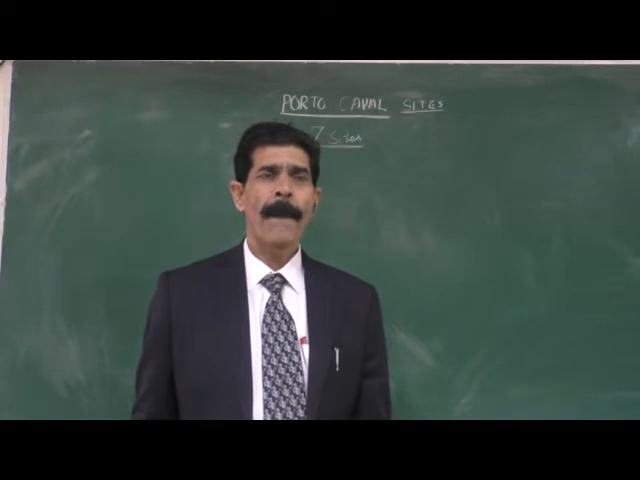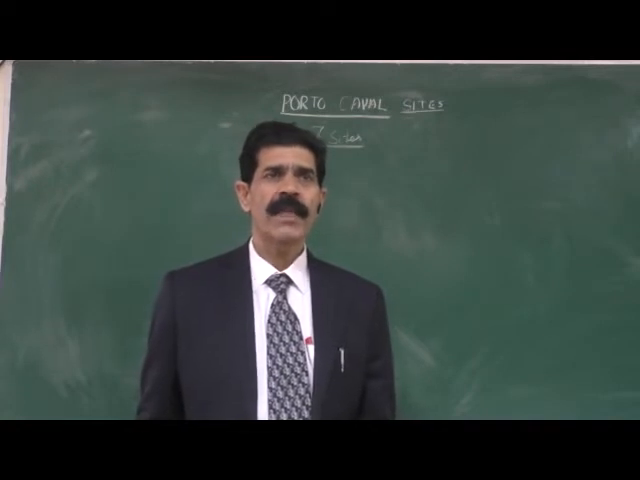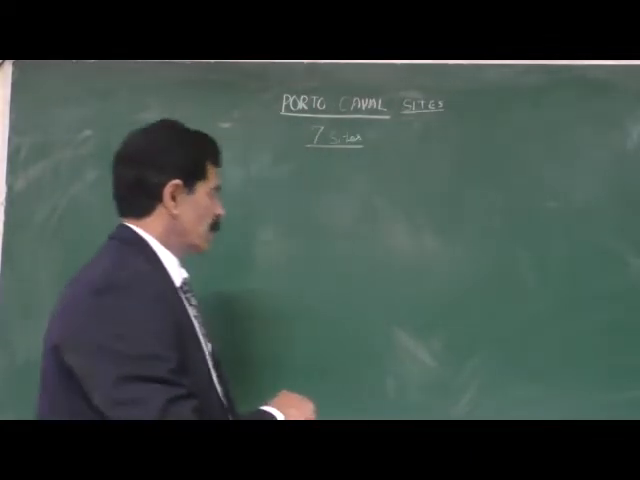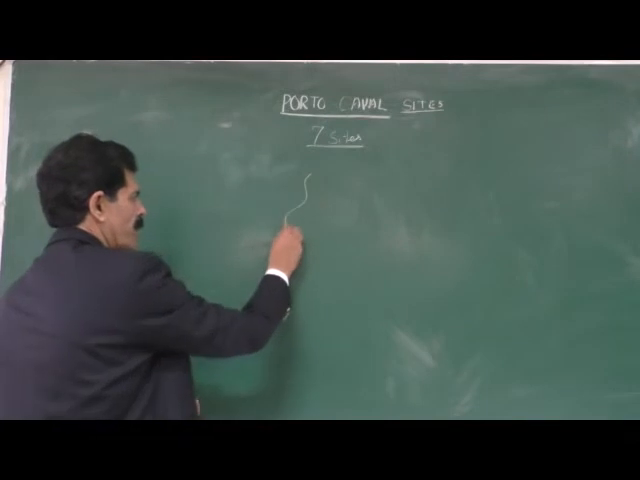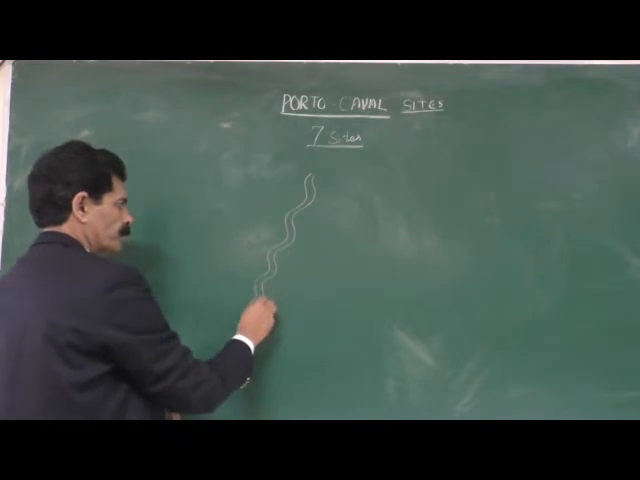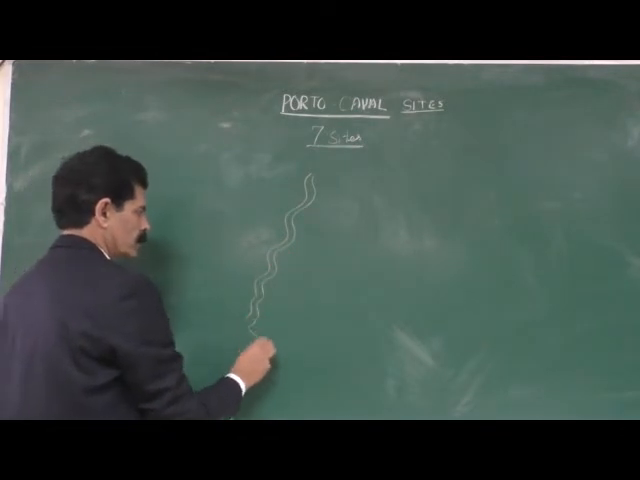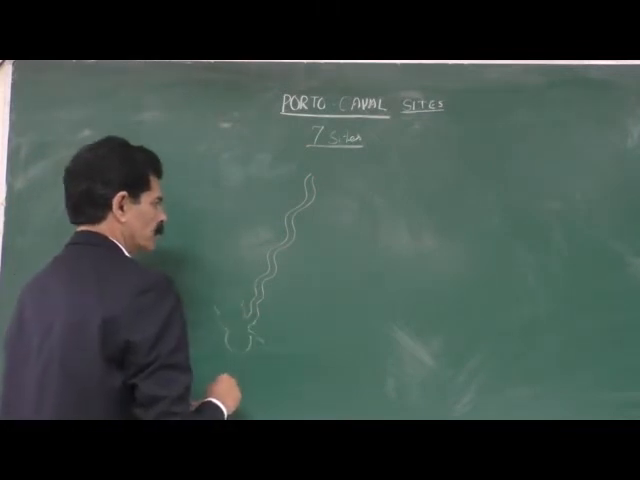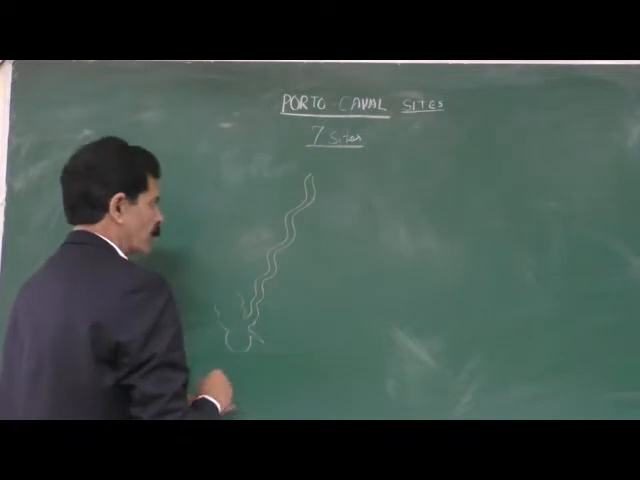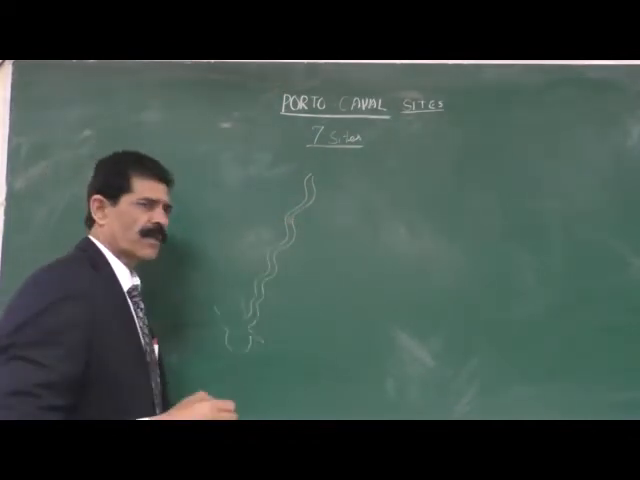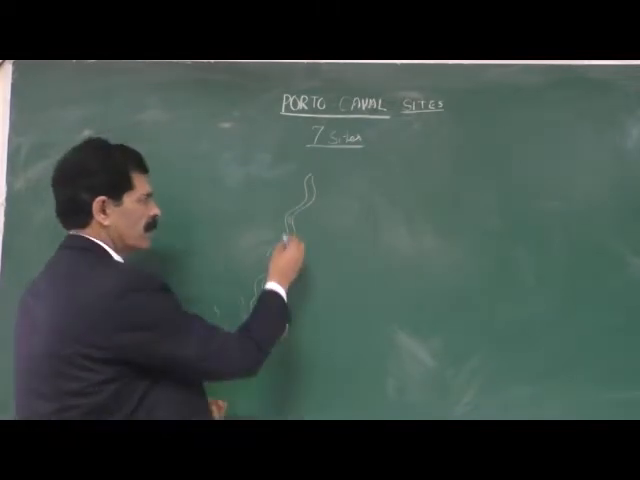Now, as we know, the portal system starts from the 6-meter long jejunum and ileum. The mucosa of the jejunum and ileum is made with villi for the absorption of food, which is in the form of liquid.